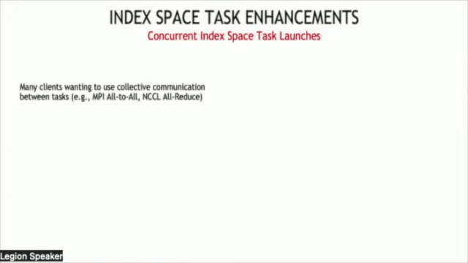Okay, some more improvements that we made. We've done a lot of work since the last retreat on index-based task enhancements. The first one is that we've added support for concurrent index-based task launches. We've noticed that lots of folks want to use collectives inside of their tasks, maybe like MPI Alltoall or NCCL reduce. Using that in a task-based programming model, where tasks are dynamically scheduled and reordered and all sorts of things, can be kind of challenging.